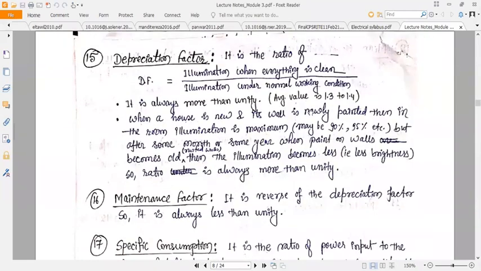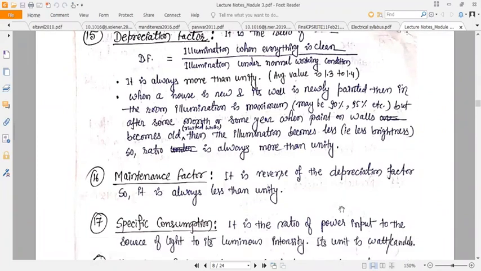Okay, so समझ गए स्पेस हाइट रेशियो क्या है, डिप्रेशिएशन फैक्टर क्या है. अब आता है नेक्स्ट मेंटेनेंस फैक्टर. अगर डिप्रेशिएशन फैक्टर निकाल सकते हैं तो इट इज द रिवर्स ऑफ द डिप्रेशिएशन फैक्टर. ठीक है, 1 upon depreciation factor that you can calculate for the maintenance factor. So if depreciation factor is greater than 1, so maintenance factor will be less than 1.